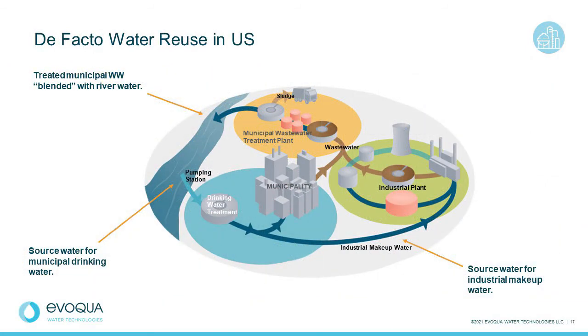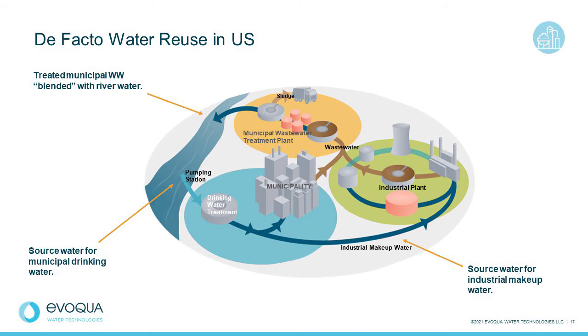Reuse of treated wastewater is a natural outcome of the water cycle, whether it's intentional or not. This slide illustrates what we call de facto water reuse in watersheds in the United States. De facto water reuse results when treated wastewater is blended with river or lake water and becomes influent raw water for municipalities or industries. Many watersheds have as much as 1 to 5% of the raw water derived from treated wastewater, and some in Texas and other areas have more than 15%.